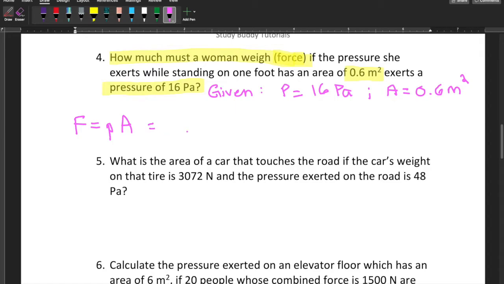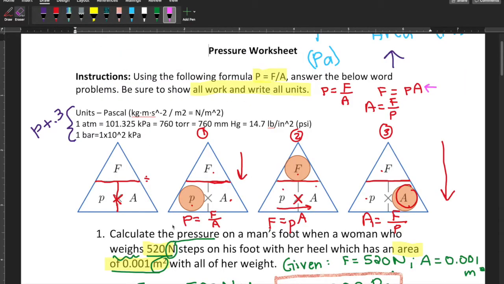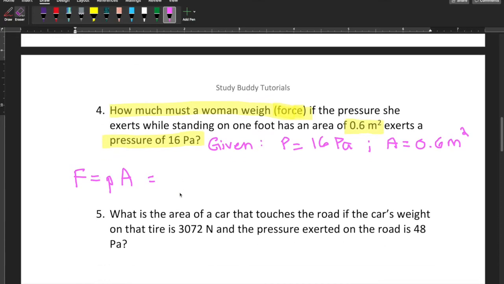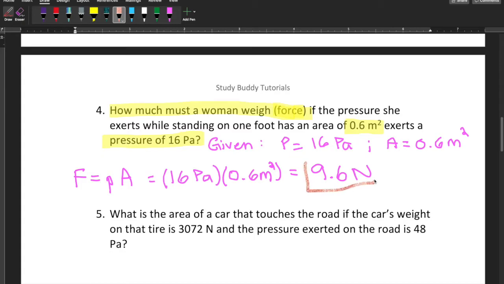Perfect. So we just plug it in now. So we do 16 times. I'm going to quickly write the units just so it's clear for y'all. Okay, we'll do 16 pascals times 0.6 meters squared. And what that gives us is 9.6 newtons. Remember, our unit is newtons because we're dealing with force. That's the answer there.